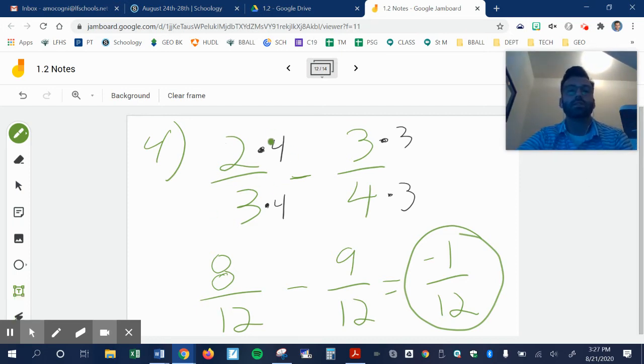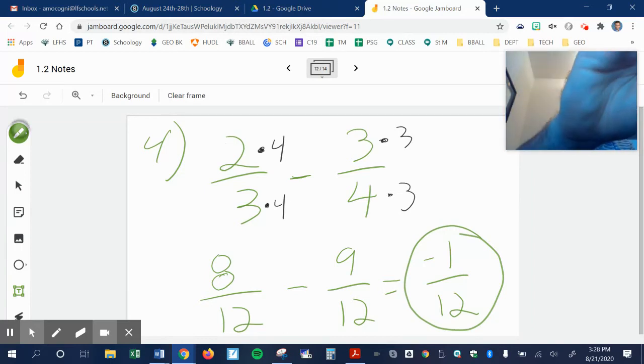So I chose to multiply the first fraction by 4, and my second fraction, top and bottom, numerator and denominator, by 3. So I got 2 times 4 gave me 8, 3 times 4 gave me 12 down here. 3 times 3 gave me 9, 4 times 3 gave me 12. Common denominator now. Remember, the denominator does not change, and I do 8 minus 9.